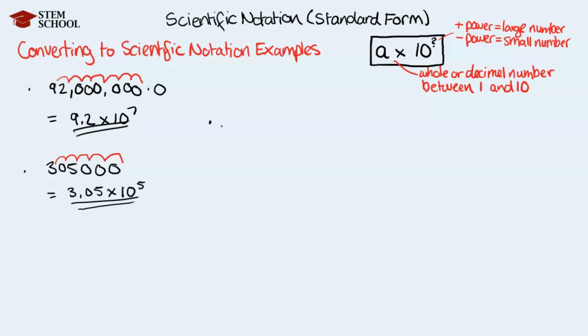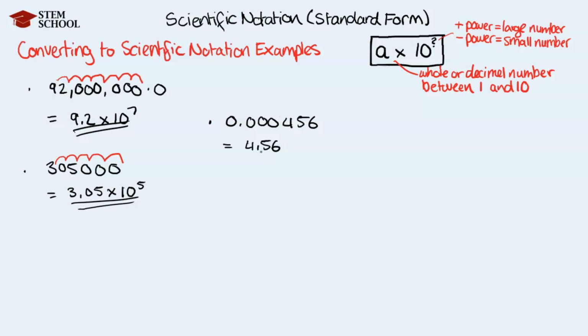Now let's do some small numbers as well. Let's do 0.000456. So we need to convert this to standard form or scientific notation, okay? So we need a number between 1 and 10. So for this, it will be 4.56, okay?